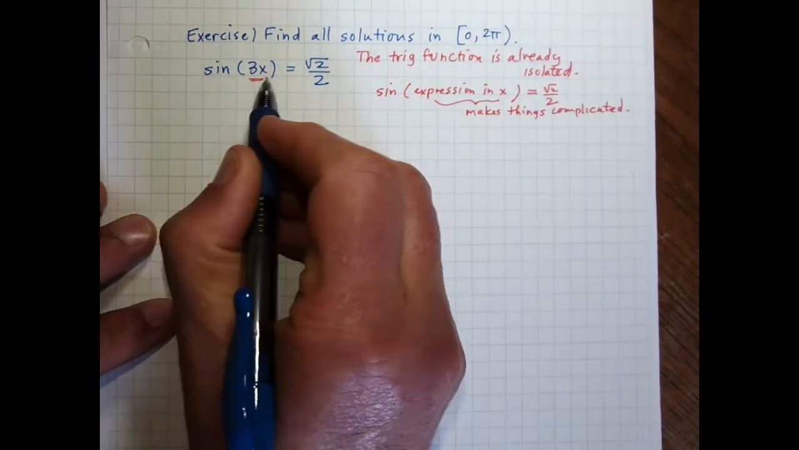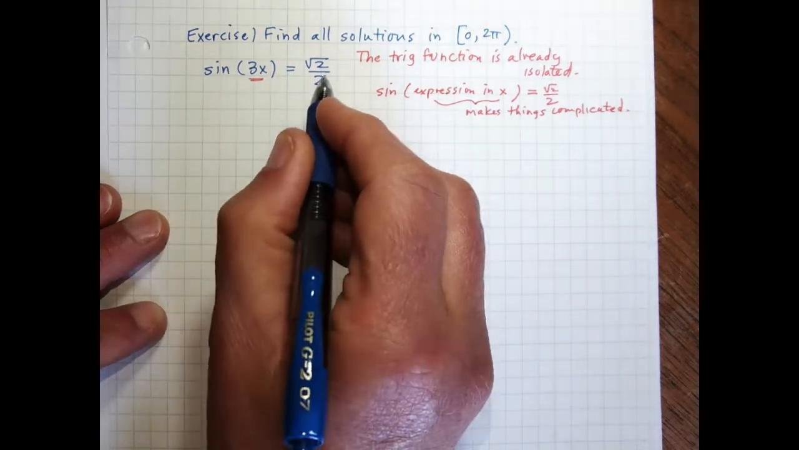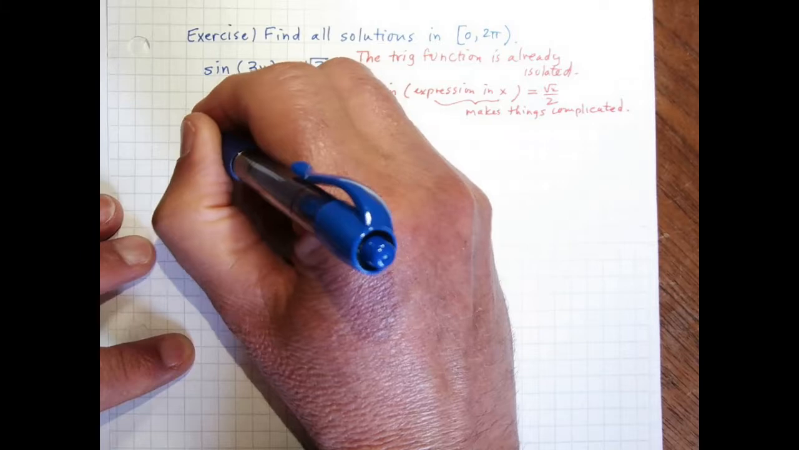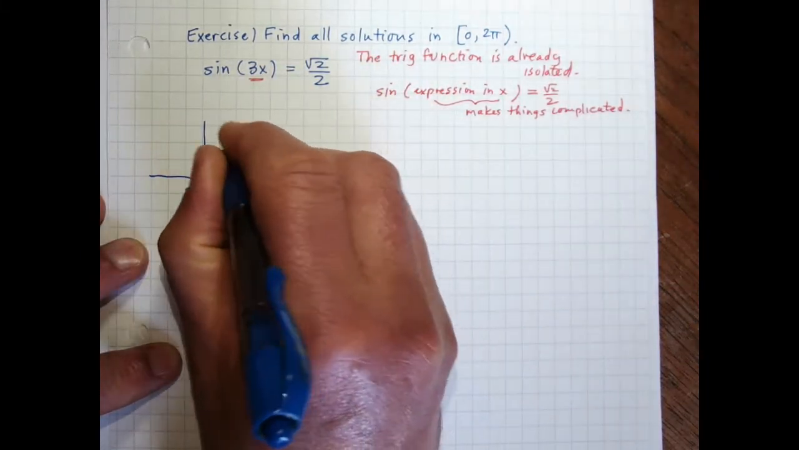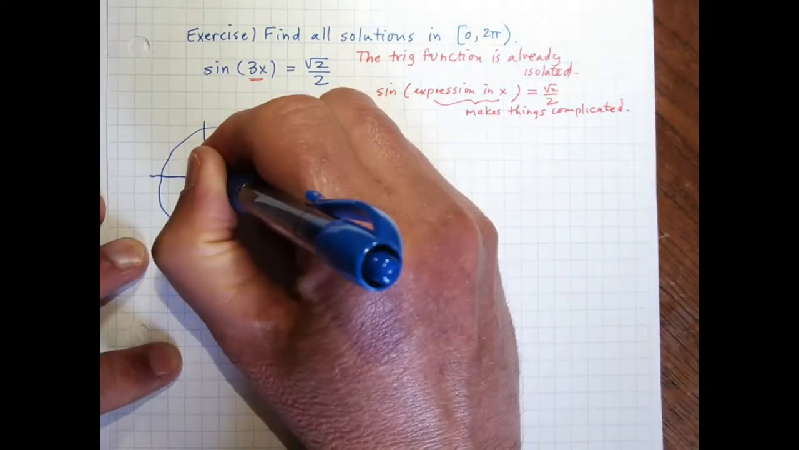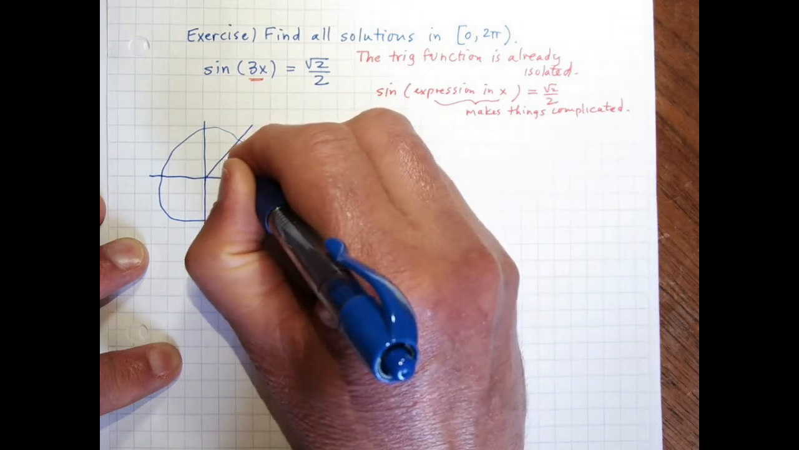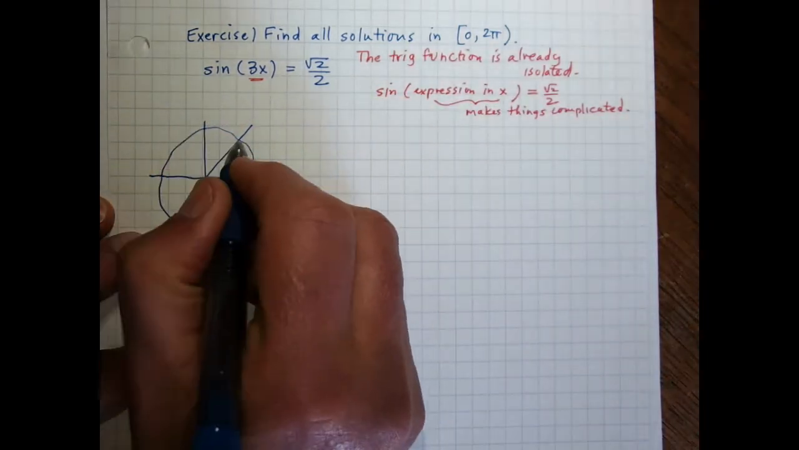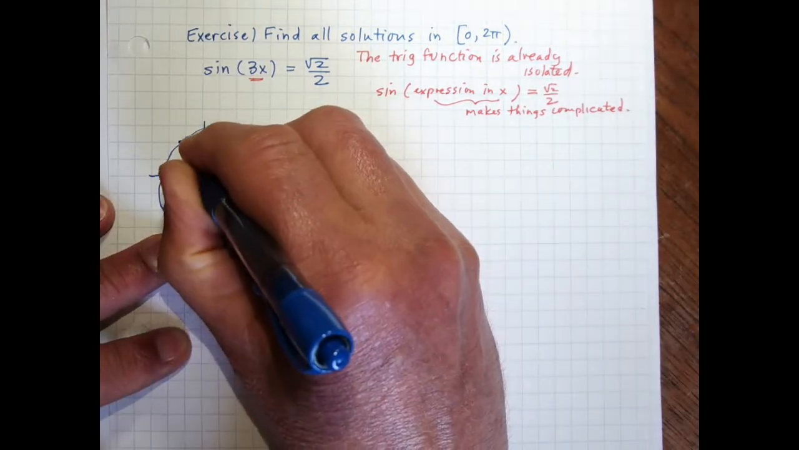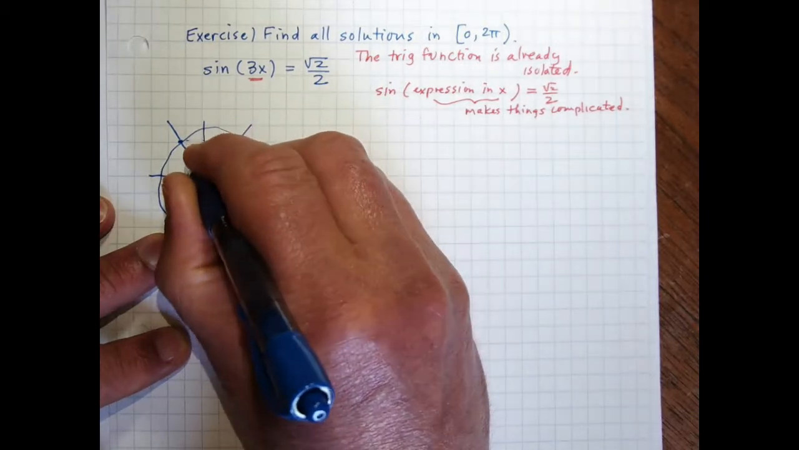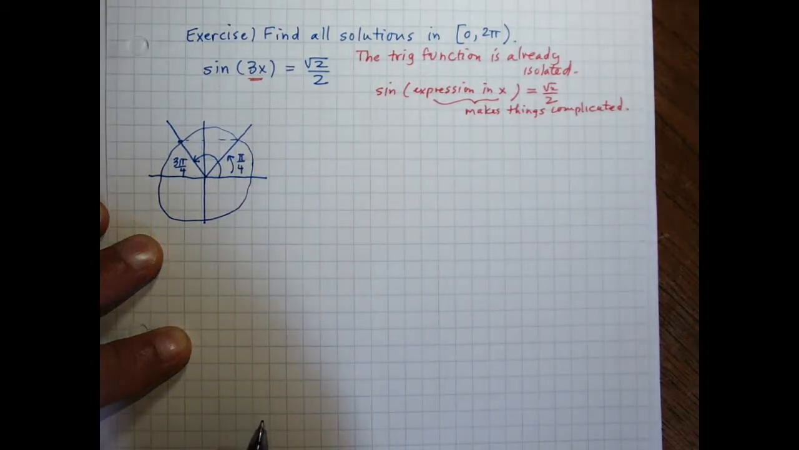Now, we have the sine function isolated. We know the value of the sine of some angle is square root of 2 over 2. And I think I probably don't even have to draw a picture to remind most of you that we know the sine of pi over 4, or 45 degrees, is square root of 2 over 2. And then the other angle between 0 and 2 pi with the same sine is going to be 3 pi over 4. So pi over 4 and 3 pi over 4.